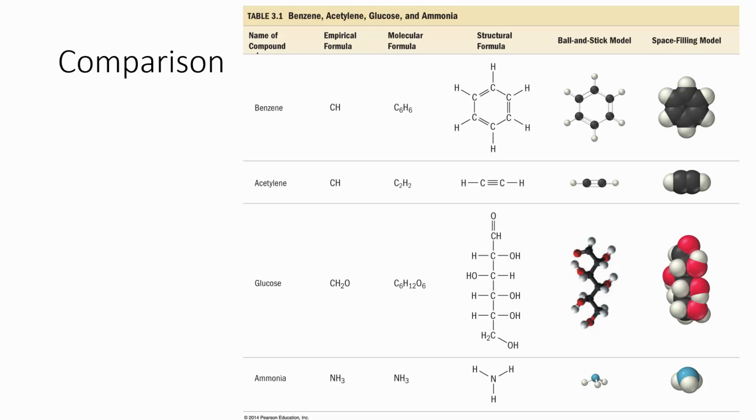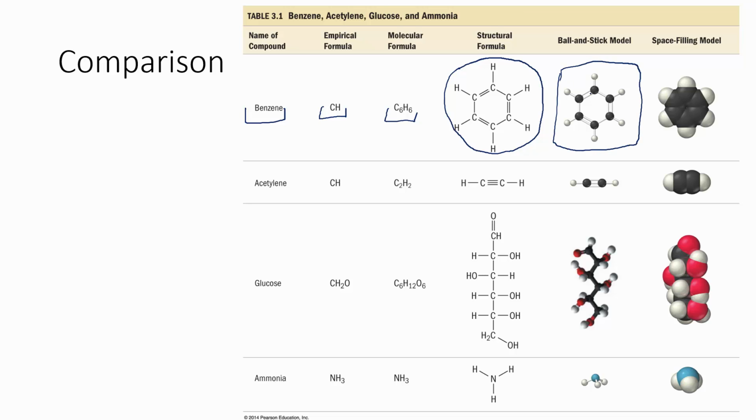So you can see different ways to represent a molecule. You can say what its name is, you can give the empirical formula, the molecular formula, you can show how it's arranged in space, the structural formula, you can do ball and stick, which shows a little bit more three-dimensional representation, which would show any twists. Notice there aren't any twists in this.